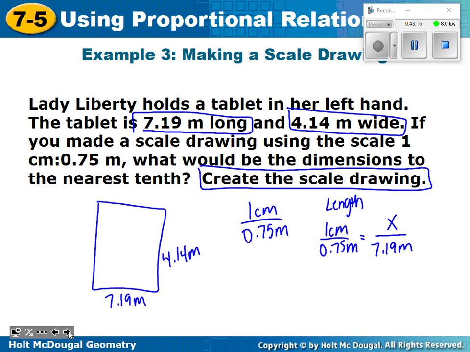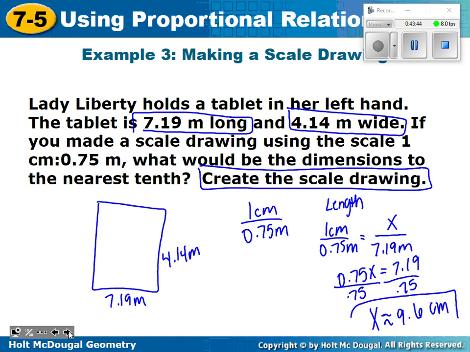Cross multiply, you get 0.75x equals 7.19. And then divide by 0.75. It says to round to the nearest tenth, so what would it be? 9.6. And what are our units? Centimeters, because remember that's the scale version. So we know the length is going to be 9.6 centimeters.